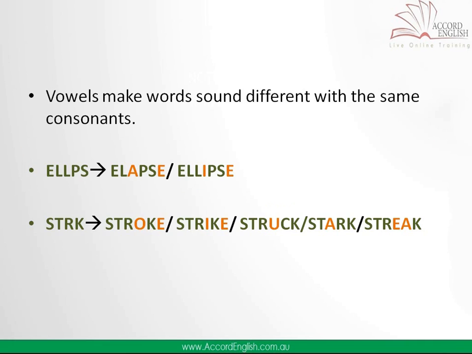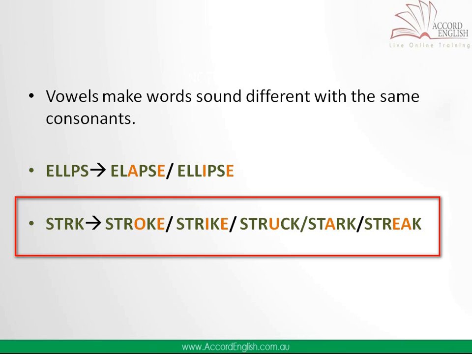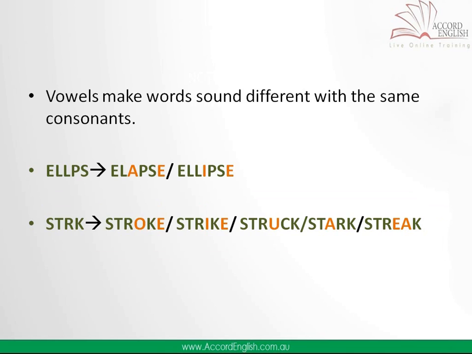Now, if you look at the second example given here, there are much more differences that vowels make to a word. The same consonants. Look at the consonants here, which are S, T, R, and K. And with these four consonants, you can see at least five different words that came with the use of vowels. So this is the important aspect of vowels, as it makes a lot of difference to create new words with new meanings and different usage.